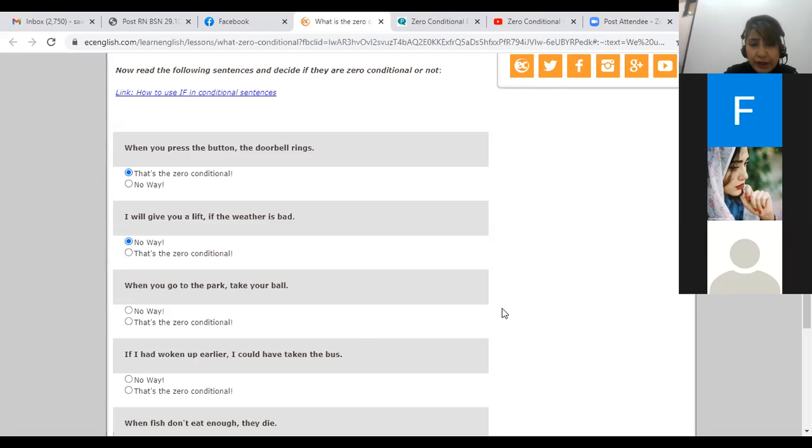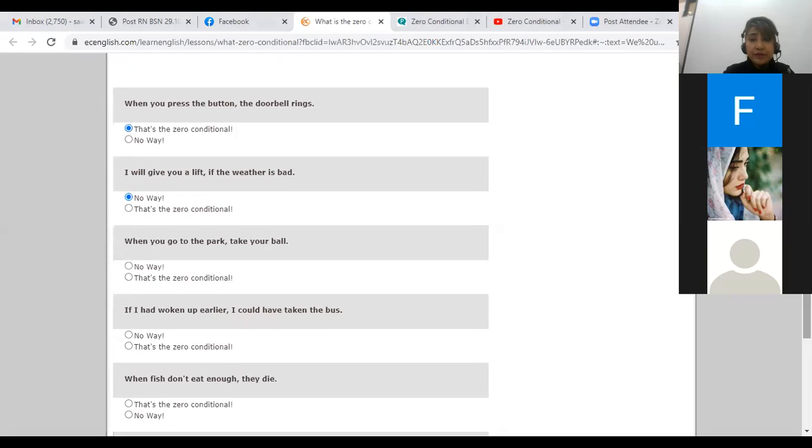When you go to the park, take your ball. It's zero conditional. Remember I told you that zero conditional can also have an imperative, like one clause in simple present and the other one an imperative. Take your ball. This is directly starting after the comma. You can see take, it is starting with the verb. So a sentence that begins with a verb is an imperative, right? So when you go to the park, take your ball. It is zero conditional. Okay. If I had woken up earlier, I could have taken the bus.